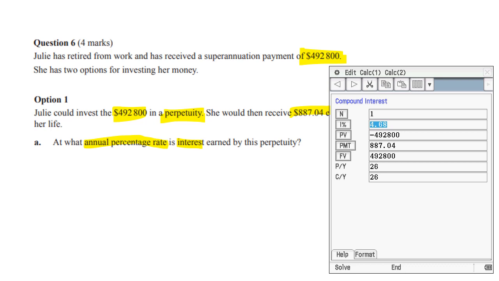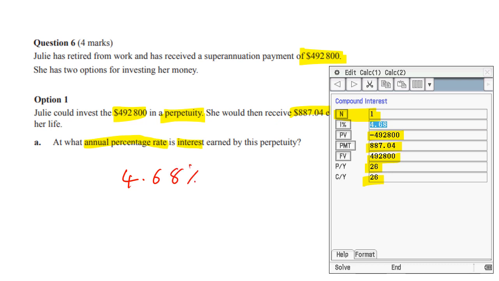Now, the n doesn't matter. You can put in any value for this because it's going to go forever. You could put in 1, you could put a billion, it doesn't matter. Now, she's investing the money, so we put a negative because she's given the money to the bank, and she's getting a payment of $887.04, and the final value should be a positive and exactly the same number.